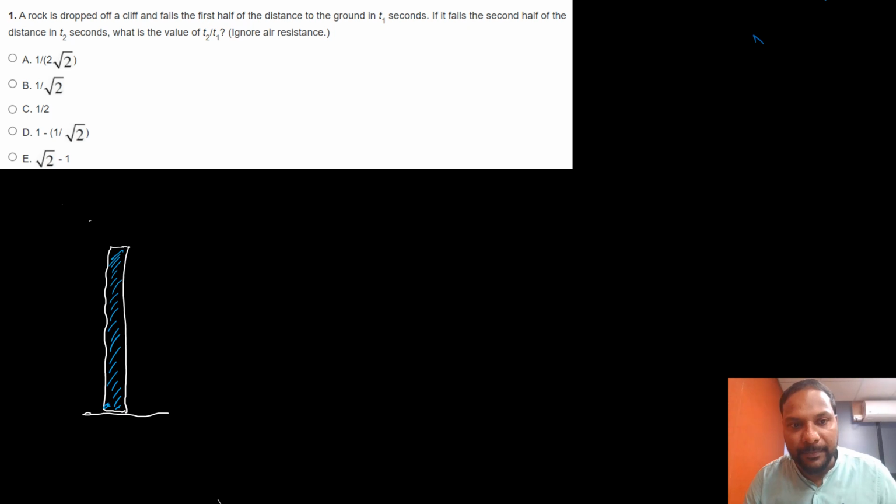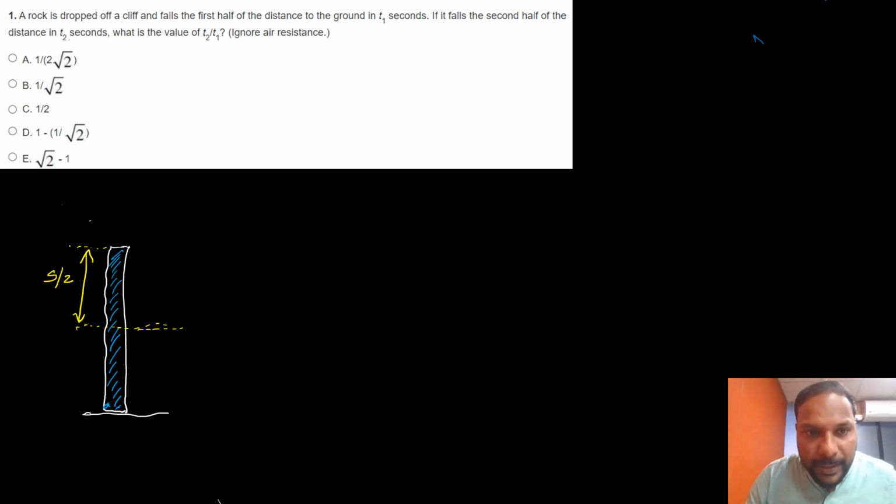Okay, so I can mark some points. This is my half the distance. So the first half of the distance, from the starting point, I can take this distance as s by 2. The time taken by the rock to reach from point A to point B is t1. Similarly, the remaining half of the distance is s by 2, and the ground I can take as C. So from B to C, again the time taken is t2.